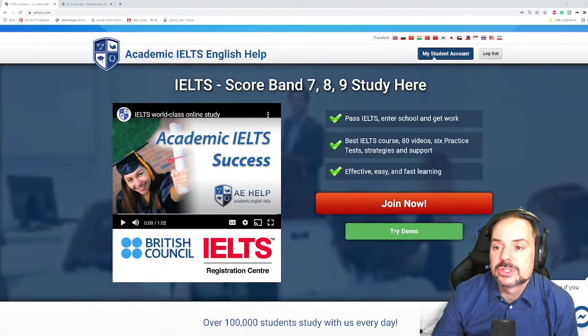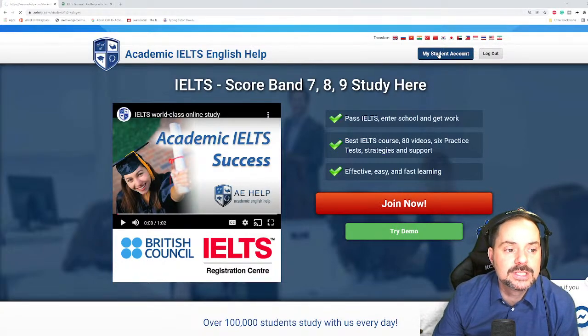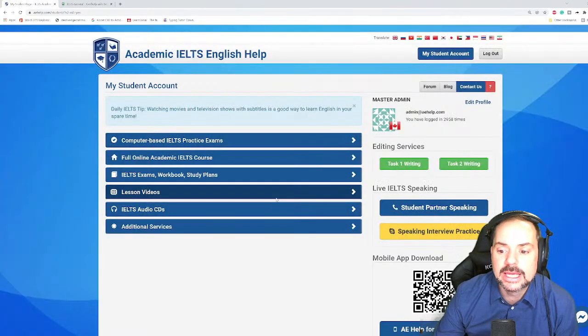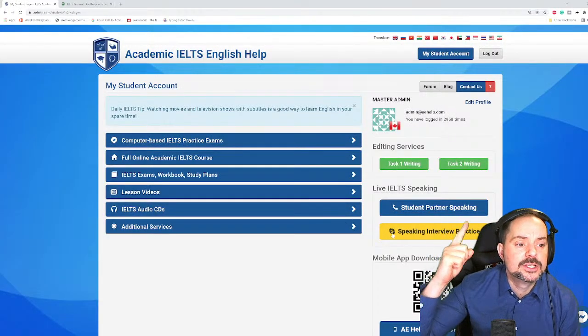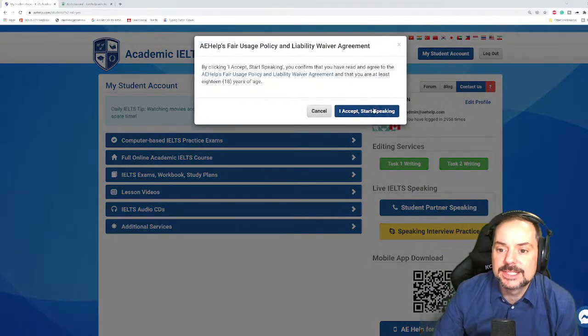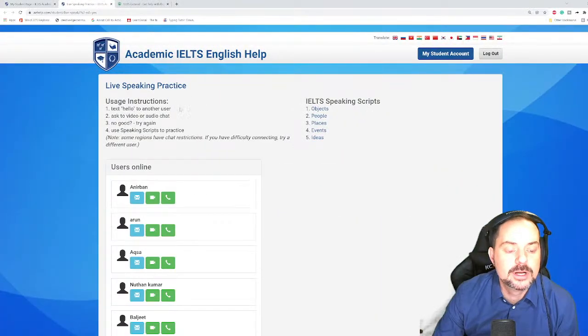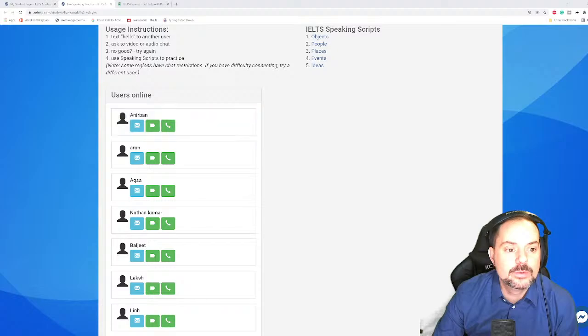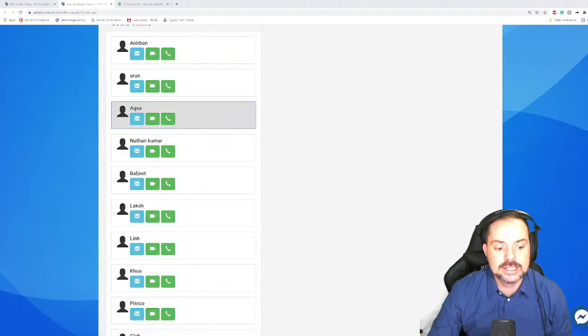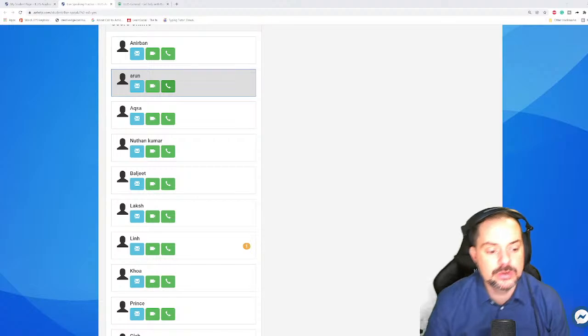So either of those to create your account. Then you have a My Student account. You log in. After you log in, click on the Student Partner Speaking. Accept that you're going to be polite and responsible for your speaking. And then right now we have lots of students already in here. That's awesome. And Baljit, I see that you're in here. Koa, I also see that you're in here.